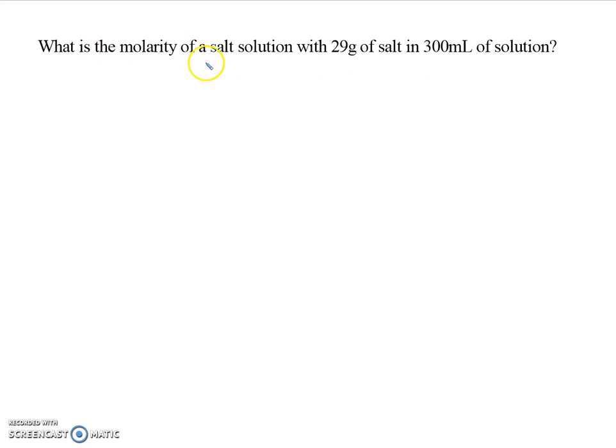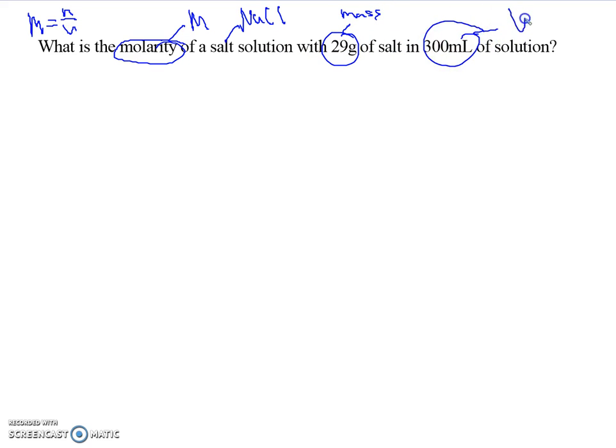Number 1 here. What is the molarity of a salt solution with 29 grams of salt in 300 milliliters of solution? So first thing, let's remember our formula. We have molarity equals moles over volume. If I read this, it's asking for molarity. So make sure you always annotate that's big M. It says salt, so I'm assuming table salt, that's NaCl. With 29 grams, this is the mass, in 300 milliliters, that's the volume.